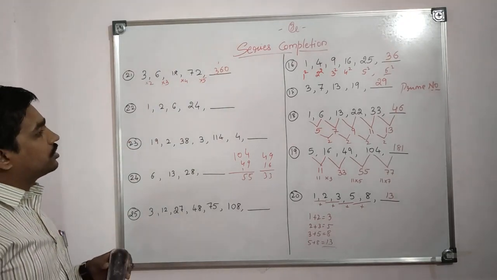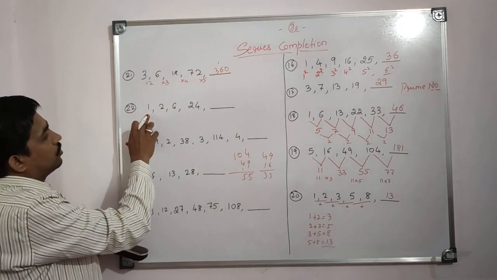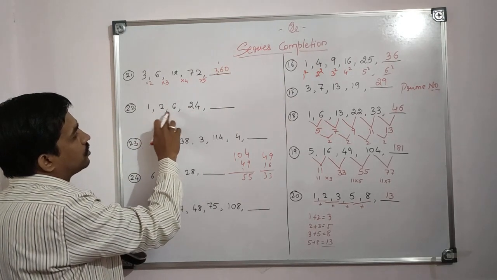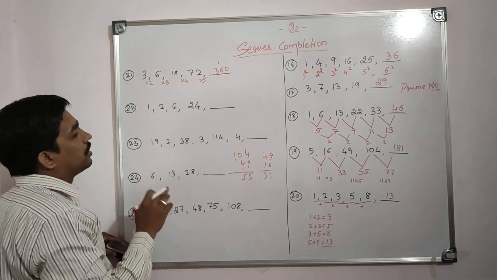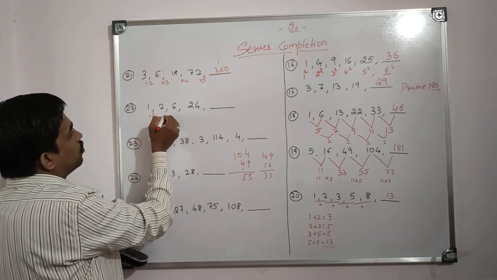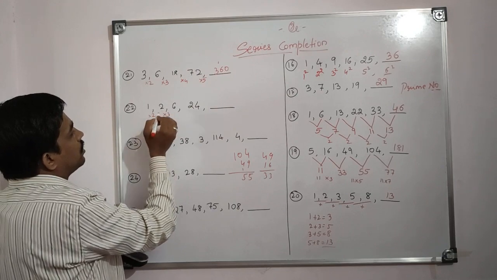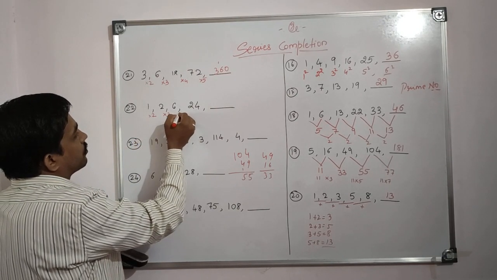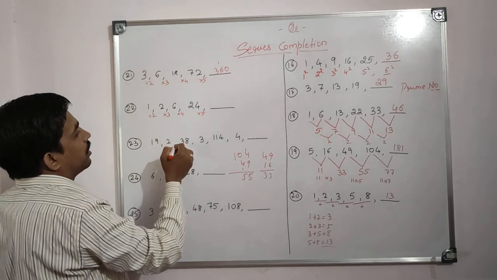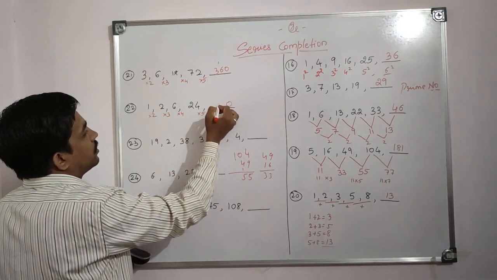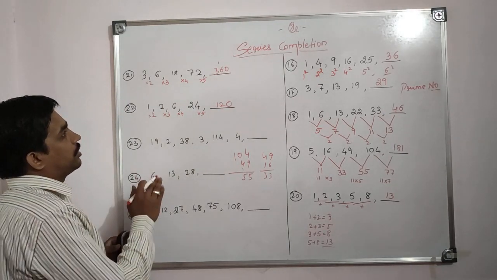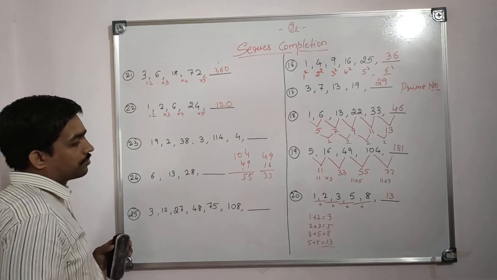And what about this question? 2, 1, 2, 6, 24. So it is also based on multiplication. So 1 into 2 is 2, 2 into 3 is 6, 6 into 4 is 24, 24 into 5 is 120. So 120 is your answer based on multiplication. These two are based on multiplication.